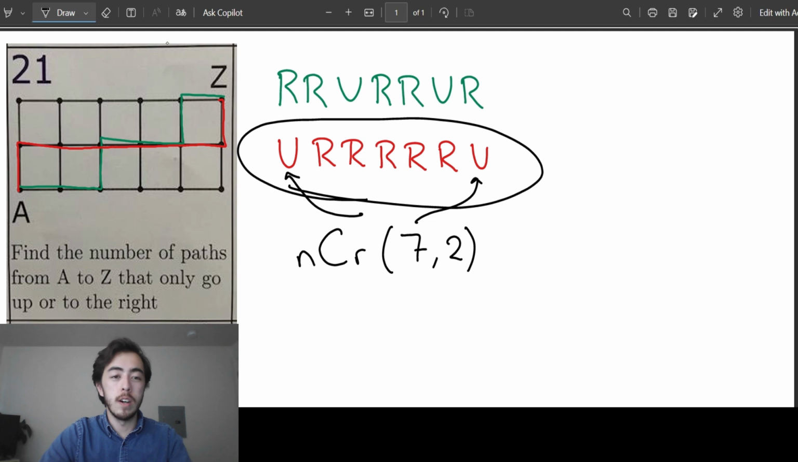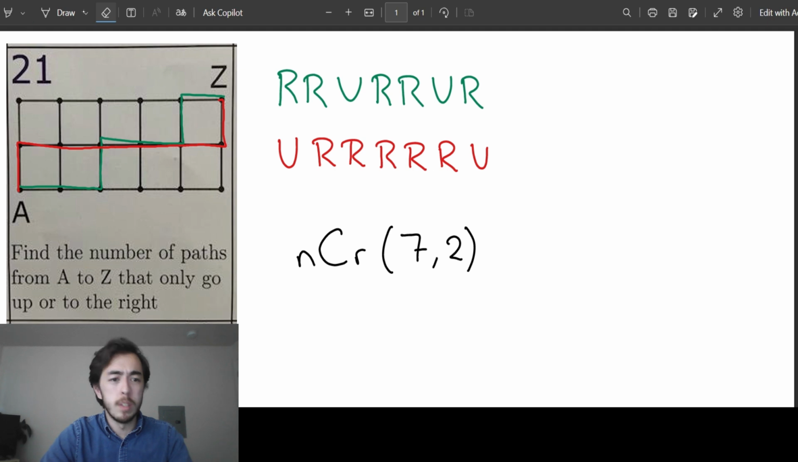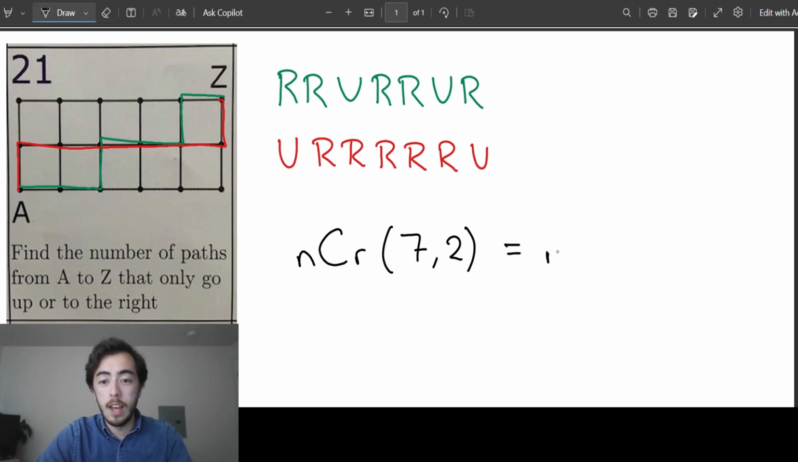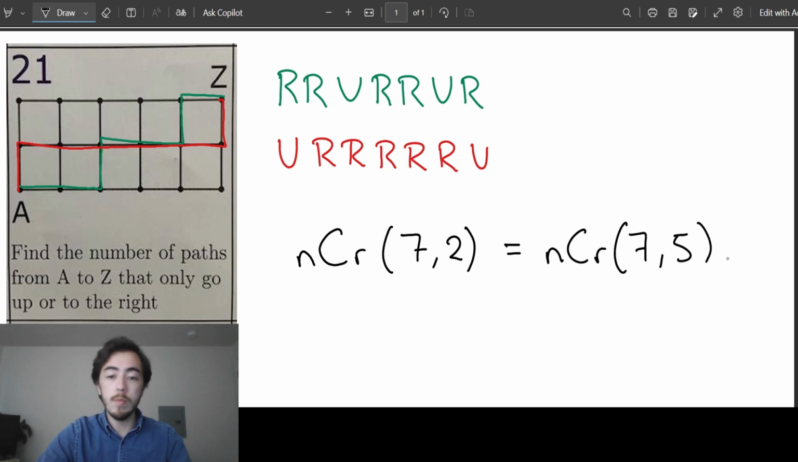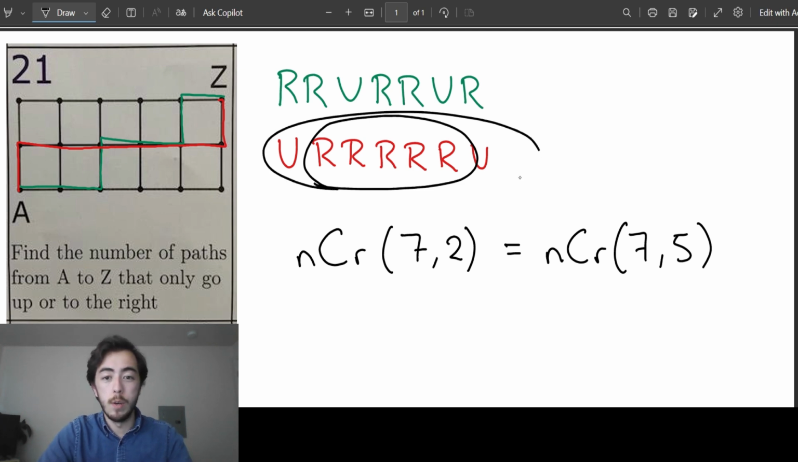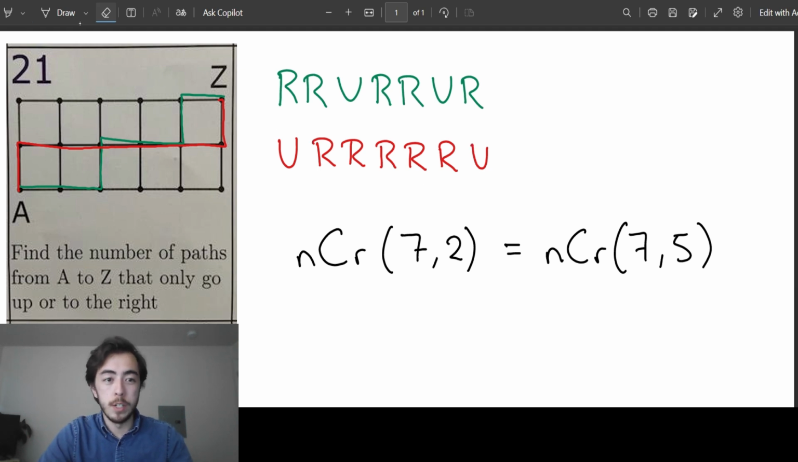And so nCr 7, 2 is asking the number of ways we can place 2 U's, and the R's just go in the places that we didn't put the U's. Similarly, we could have actually asked nCr 7, choose 5, because it's the same question. How many different ways can I place 5 R's in distinct spots when I have 7 options? And then wherever I didn't put the R's, I'll just put the U's. It's not like I have more choices there.